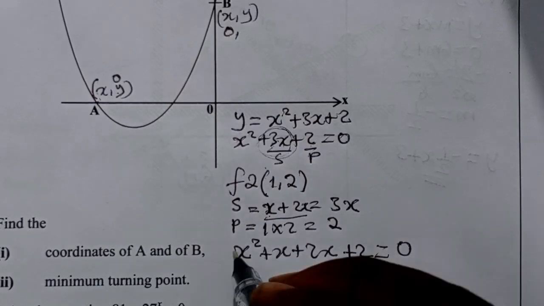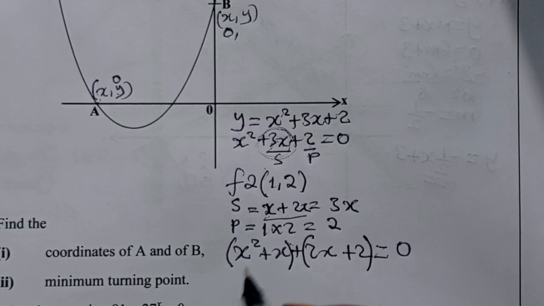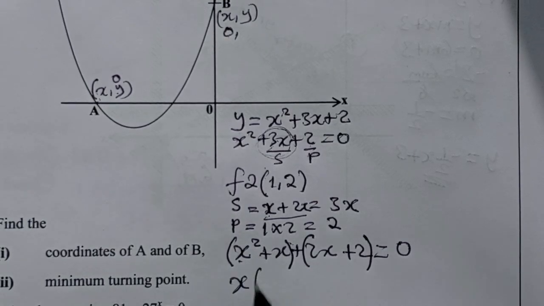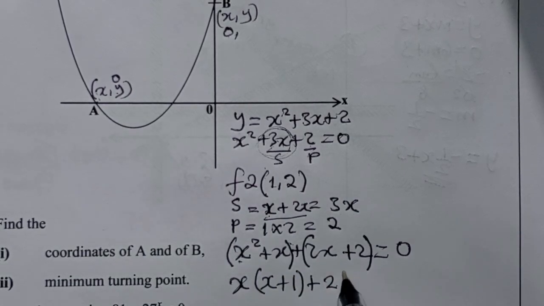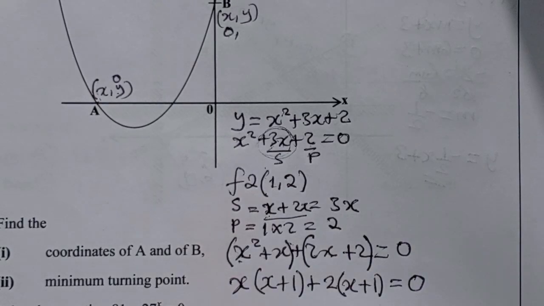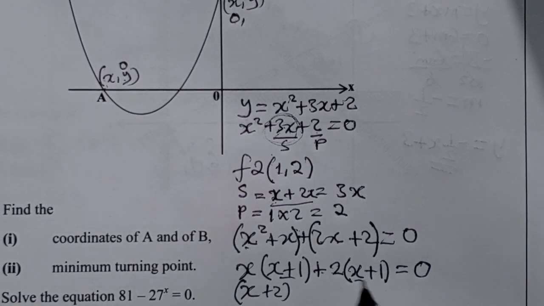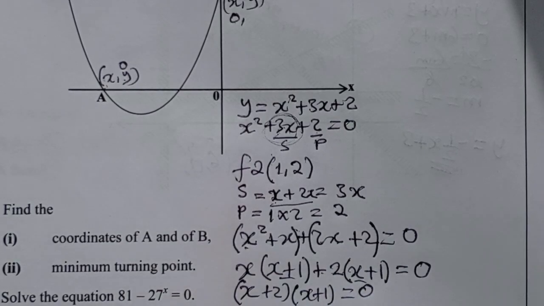Now I'll group and factorize. What is common there? It is x. x into x squared is x, x into x is 1. Common there is 2. 2 into 2x is x, 2 into 2 is 1, equals 0. From there, x plus 2, and we take just one pair, x plus 1 is equal to 0.